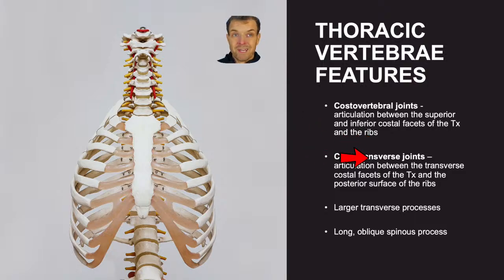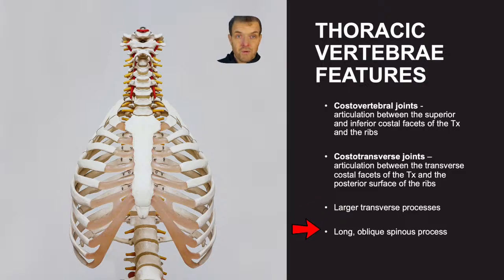Then we've got costotransverse joints. Costo is to do with ribs; transverse is the transverse process. So there's an articulation, a joint, between the transverse costal facets of the thoracic vertebra and the posterior surface of the rib. Where there's a sticky-out bit on the ribs, which we'll have a look at in a second, there's a joint where the rib attaches. So not only does it attach to the vertebra itself, but it also attaches to the transverse process as it's making its way out and around to join at the front.